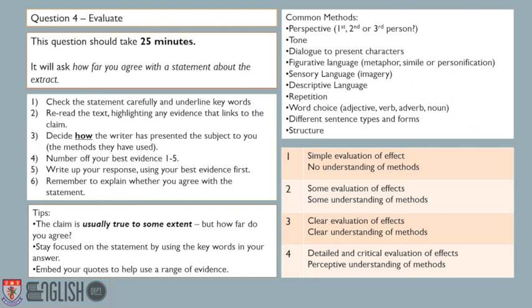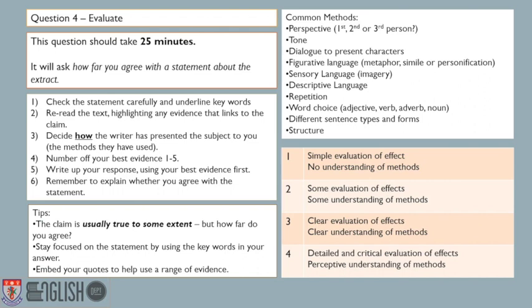Finally, at point 4, you should number off your best evidence. So once you've selected the things you could write about, it's worth prioritizing them by numbering off 1 to 5 as an example. The best thing you write about first. This ensures that if you run out of time, you've actually numbered off your best evidence. And this is a technique that we've been using right through this walking, talking mock. Then write up your response and remember to stay focused on the statement, whether you agree or disagree.